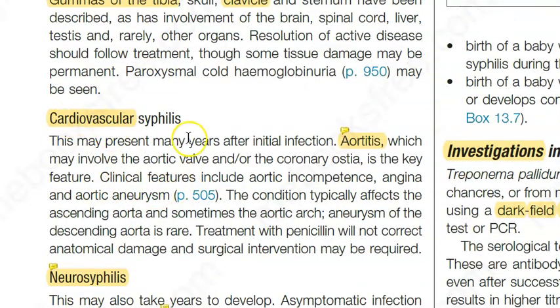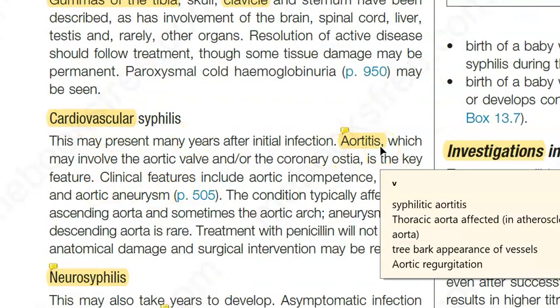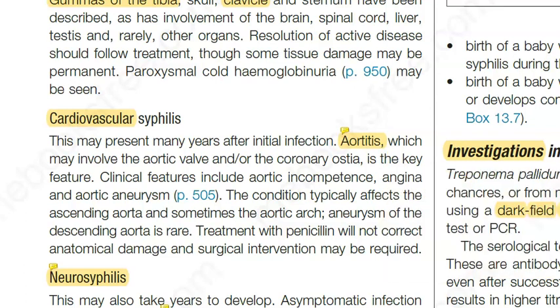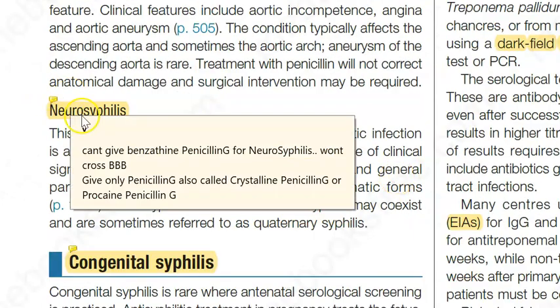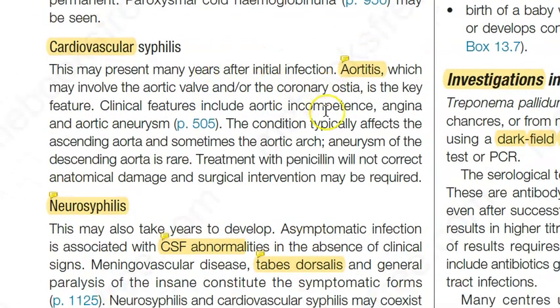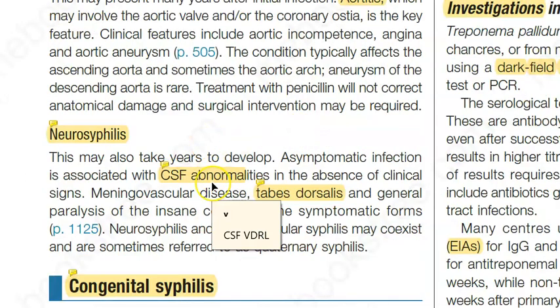Then coming to cardiovascular syphilis, guys, there can be aortitis, that is called syphilitic aortitis. The thoracic aorta can be affected, guys, and the aorta, the vessels can have a tree bark appearance. There can be aortic regurgitation in these people also. Okay, how will tree bark look? I'm trying to draw a tree bark here, something like this, right? A tree bark appearance.